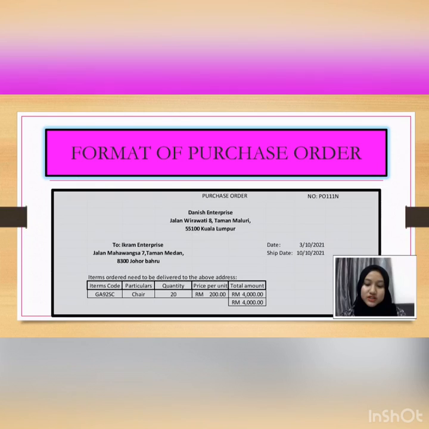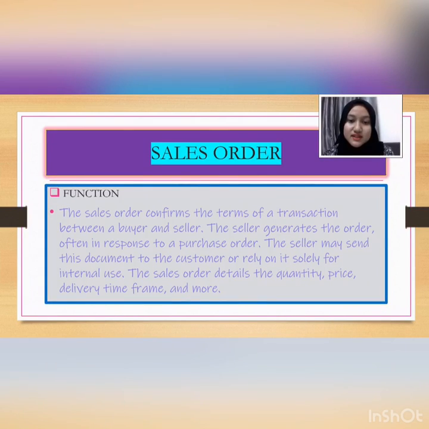The transaction is on 3 October. Danish Enterprise bought a tray of 20 quantity with 200 ringgit from Ikram Enterprise. Ikram Enterprise is the supplier and Danish Enterprise is the customer. So in here, particulars is chair, quantity is 20, price per unit is 200 ringgit, and total amount is 4,000 ringgit. So next is sales order.